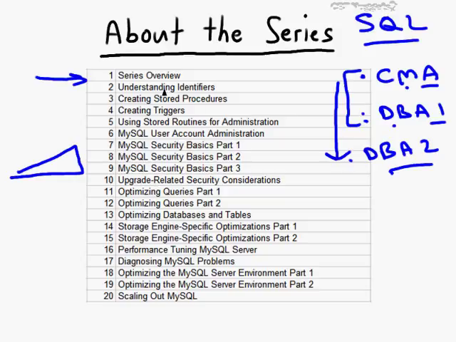All right. So after the series overview, we're going to start with a consideration of identifiers and what those are and how those are working. We're going to look at some more programmatic aspects of MySQL using stored procedures and triggers, and then implementing those in a security context. Actually, security plays a large part of the DBA2 certification exam. You'll see we're going to deal with user account administration, 3 entire nuggets on MySQL security basics. We'll do a little bit on upgrade and some security considerations with it.